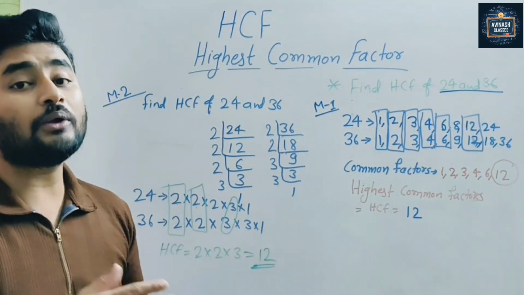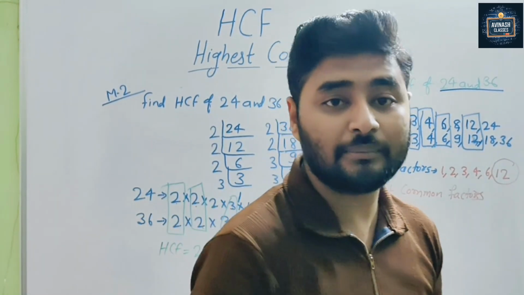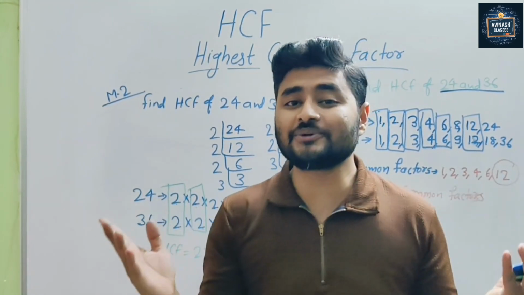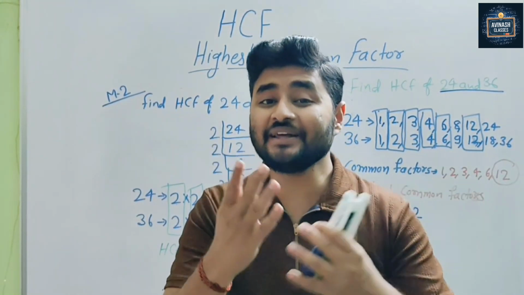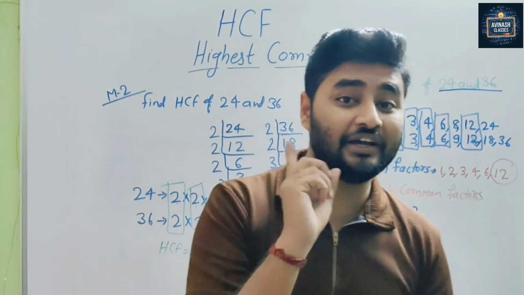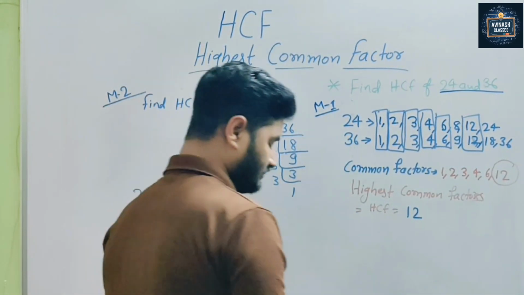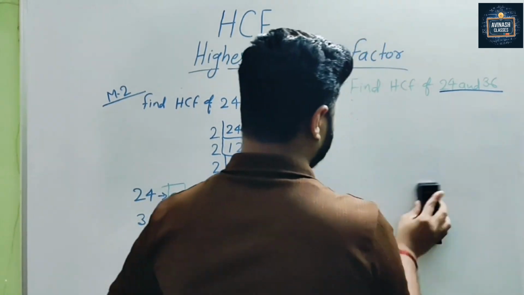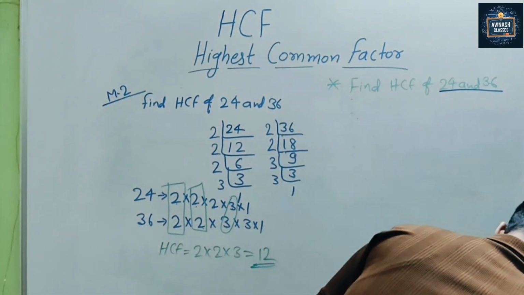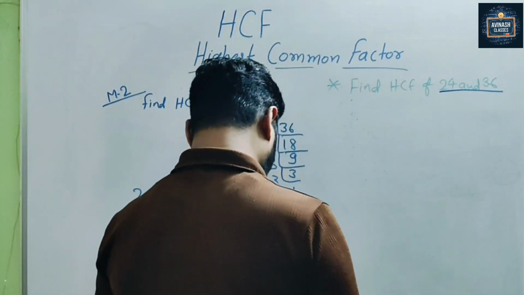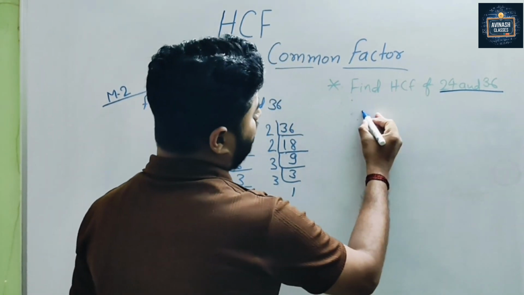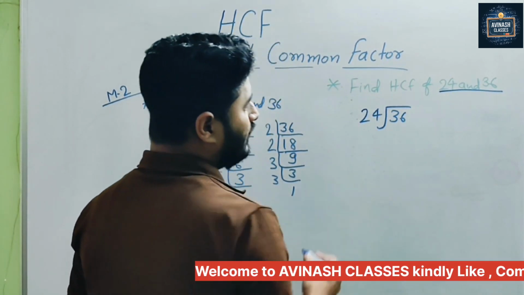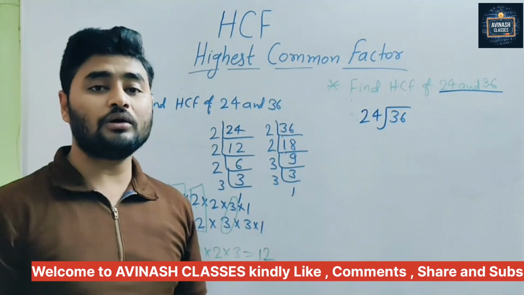Okay. Now we are going to learn the third method. What is the third method? That is called the division method. Our favorite. That we have to learn very, very carefully. Okay. So the question will be the same only. Now we write in the division format. So 24 and 36. Now tell me how many times it goes?